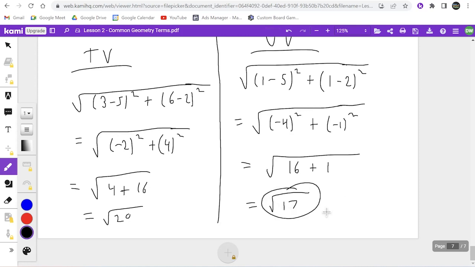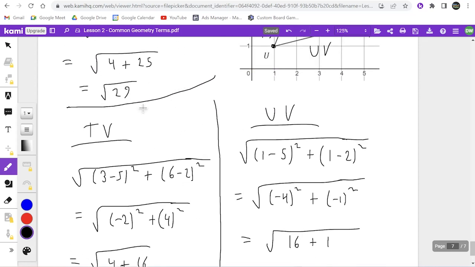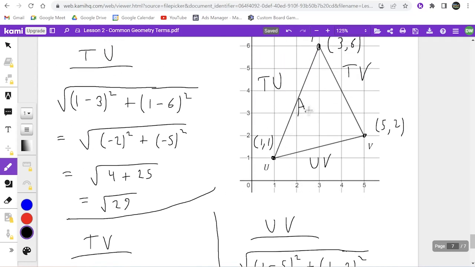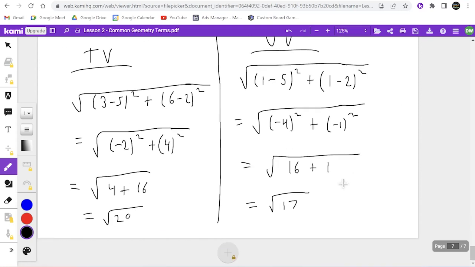I don't know why I'm circling that. That's not the final answer. The final answer is to say that all these sides are different. All sides are different, which means the final answer is scalene again. Obviously, it's not always scalene, but it was scalene twice tonight.